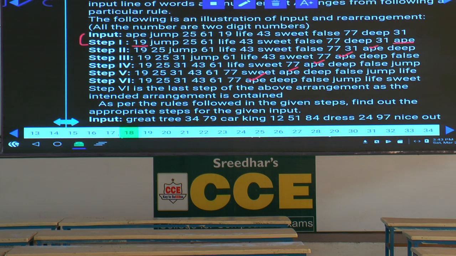Now in step 1, 19 arranged at the first place. Then in step 2, next highest number 25. Then in step 3, next highest number 31. And here there is no shifting in this. And in step 4, 43 is arranged. And step 5, 61. Finally, 77 is arranged. This is how the numbers and the words are arranged. Now question numbers 18 to 23, all these questions come under the same pattern.